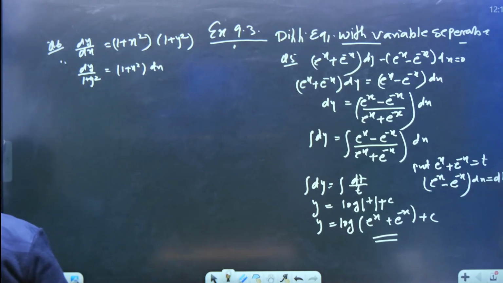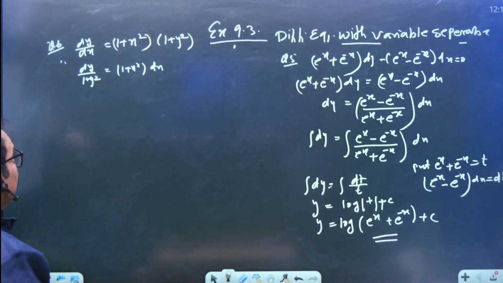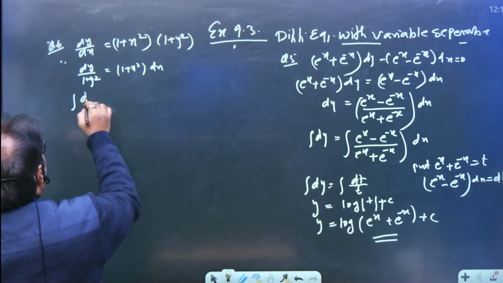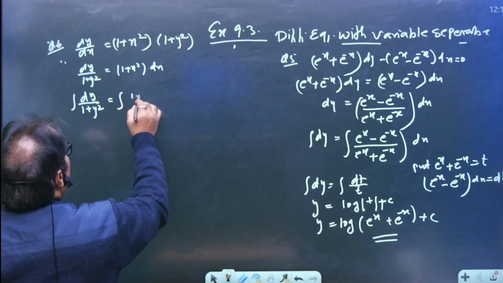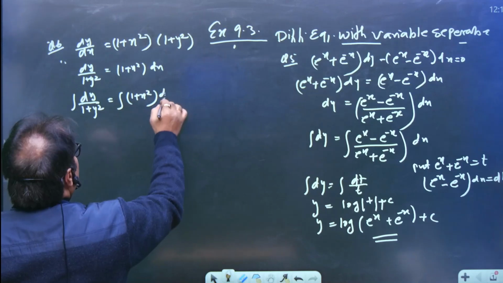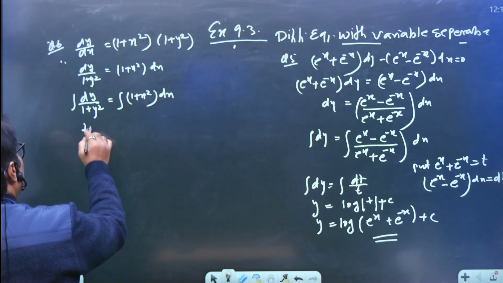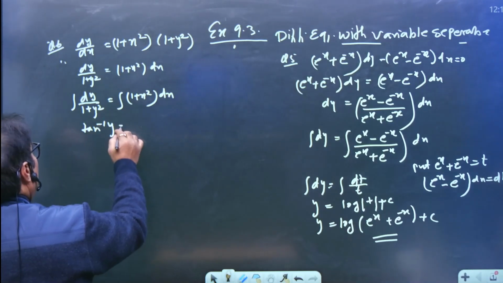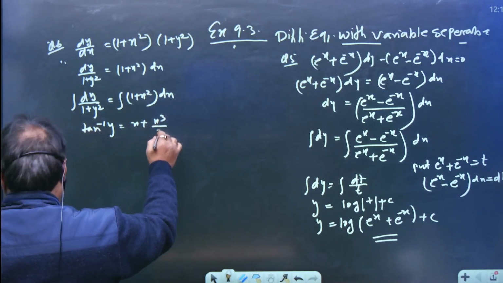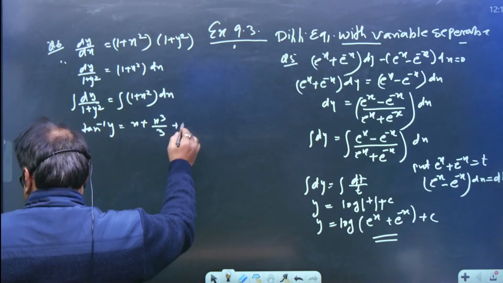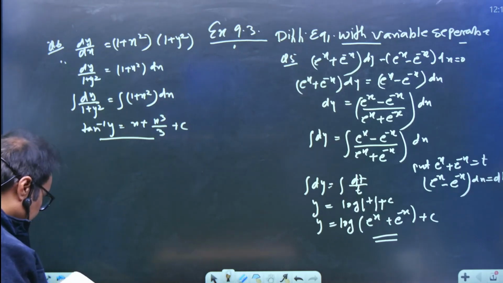Variable is separated and अब क्या करें, वेरिएबल सेपरेट हो गया. Now integration on both the sides. So integration of dy upon 1 plus y square is equals to integration of 1 plus x square dx, and integration of 1 plus y square, this will be equals to tan inverse y, and this is x plus integration of this is x cube by 3 and plus c, and this should be the answer of question number 6.